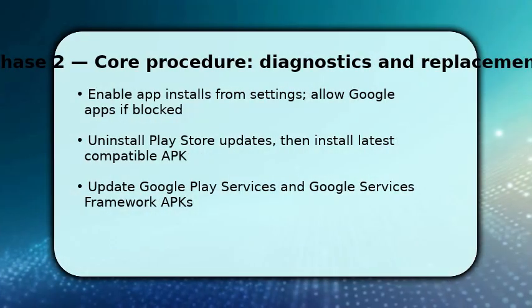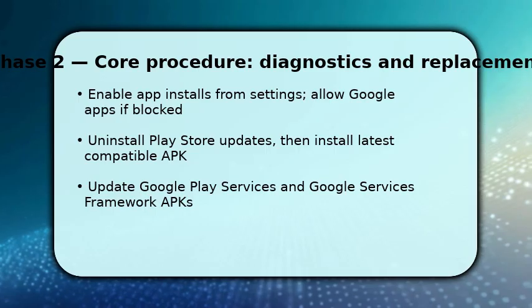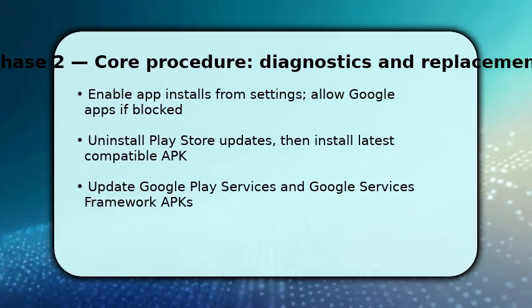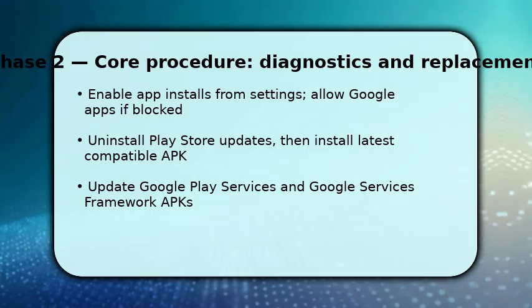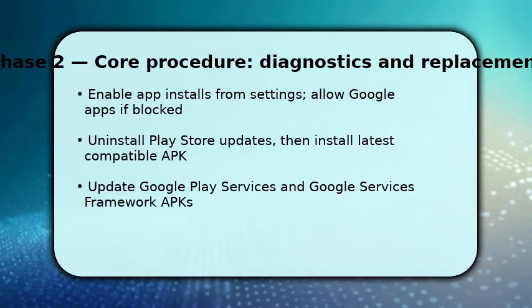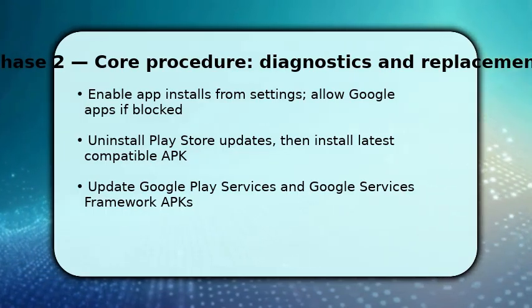Next, you remove problematic versions and reinstall clean ones. First, allow app installs if restricted, then uninstall Play Store updates from its app page. Download the matching Play Store APK for your Android/MIUI build, use only a trusted source, choose the correct architecture.